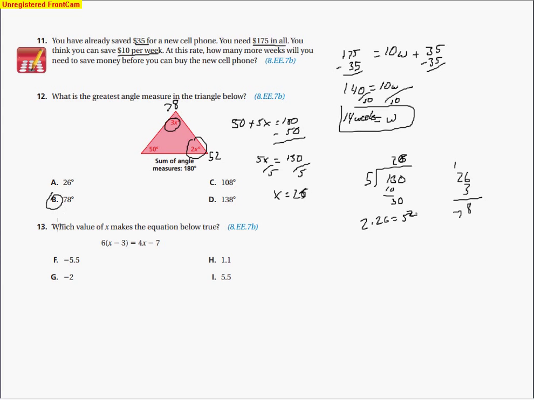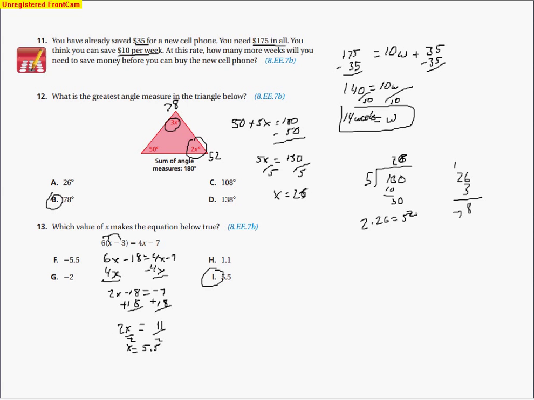And number 13, it says, which value of x makes the equation true. So I'm going to distribute first, so I'm left with 6x minus 18 equals 4x minus 7. So I'll subtract the 4x from all sides, and that leaves me with 2x minus 18 equals negative 7. So if I add 18, then I can see that I have opposite signs, so I subtract, and I have positive 11. And I still have that 2x. So I divide by 2, and then I'll get the x value by itself. So 2 goes into 11 5.5 times. So in this case, number 13, I is the answer.